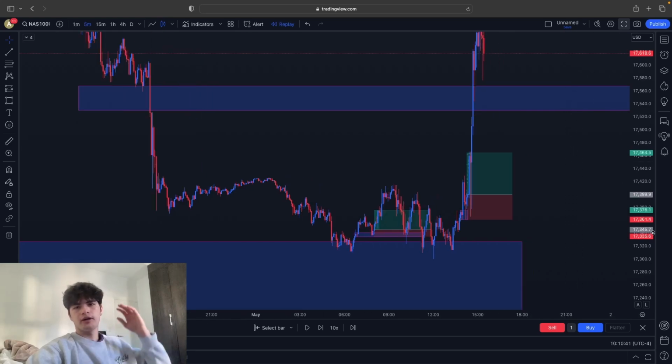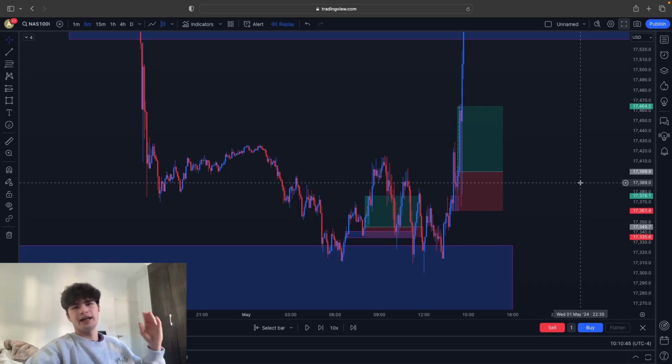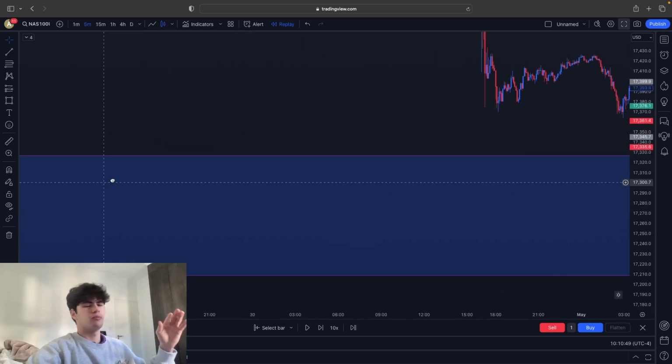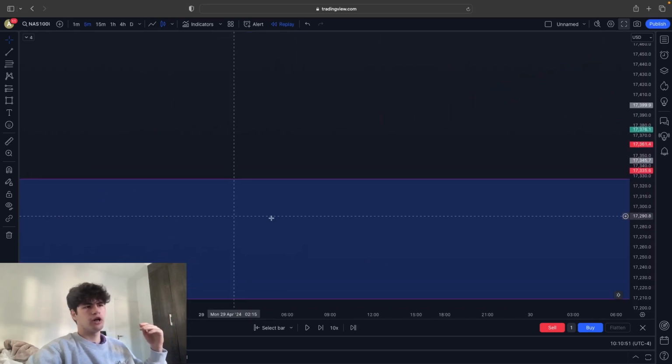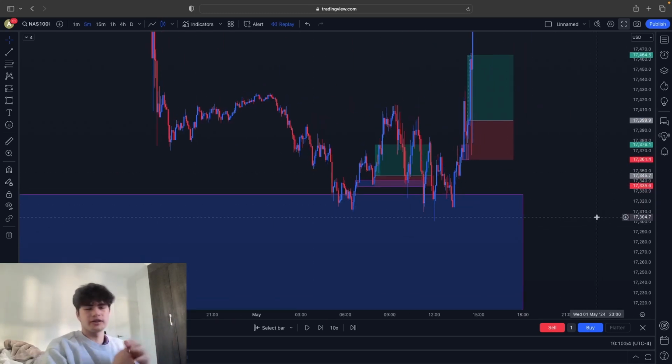So you just want to have a 1 hour demand, a 4 hour demand. Try and scale it down to the 5-minute. If you can't scale it down inside of the zone, like if you go back here and you can't find a 5-minute demand, wait for a 5-minute demand to get created once there's a push outside of the 1 hour or the 4 hour demand. These setups hit the best, they hit the most often, they give you the best risk to reward.